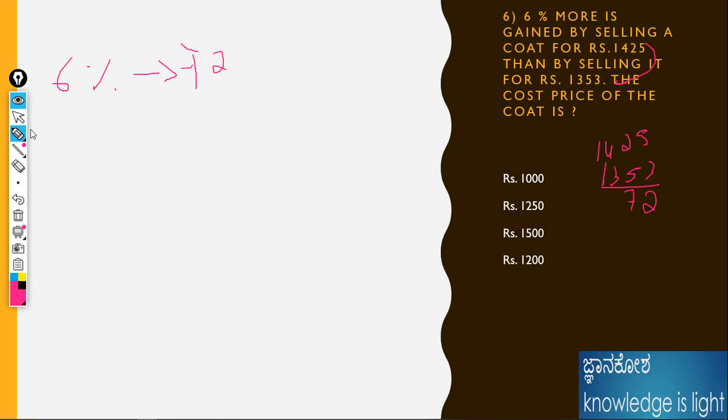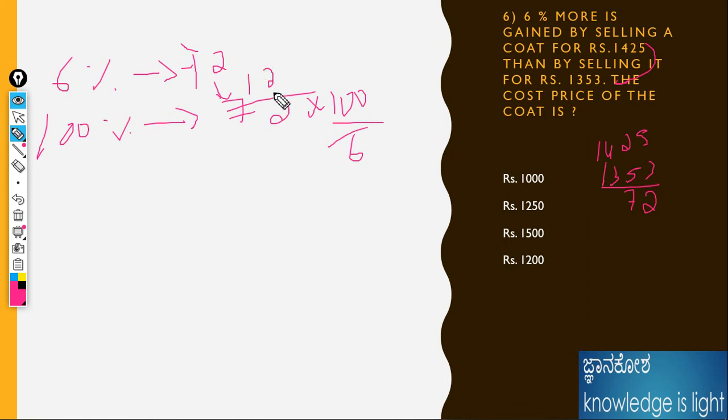The cost price should be 100%. So 100% is equal to 72 into 100 by 6. I keep 100 as the numerator and 6 as the denominator because I want a higher value. And 6 1 the 6 to the answer is 1200. The cost price is 1200. I will move on to the next question.